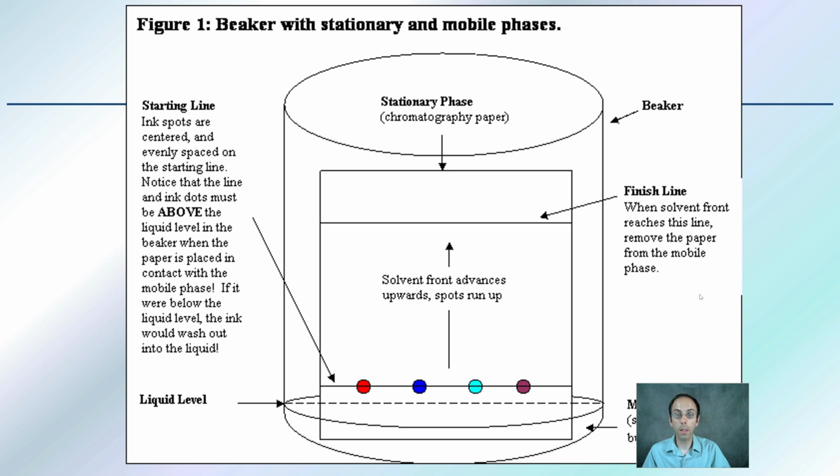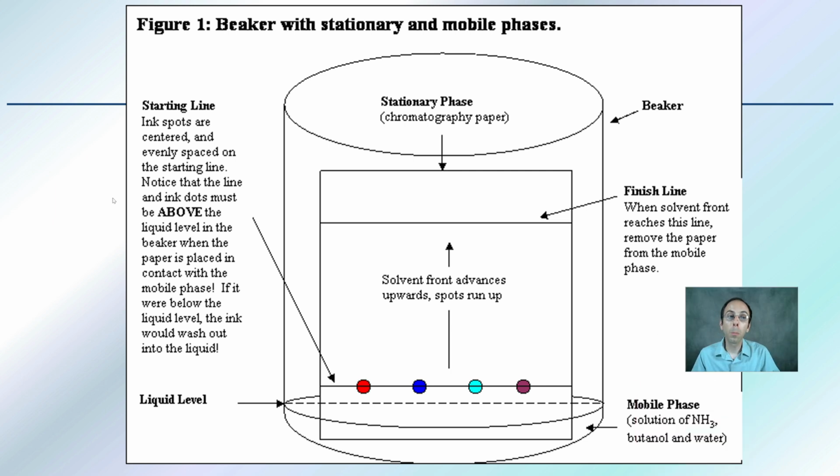So first off, let's go over the basic setup here of paper chromatography. You have the starting line. This is where the inks are initially placed. You can see the dots here, they go through the center of that initial ink. You'll notice that the liquid level is below those inks.